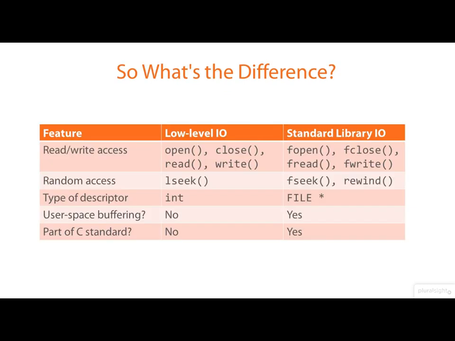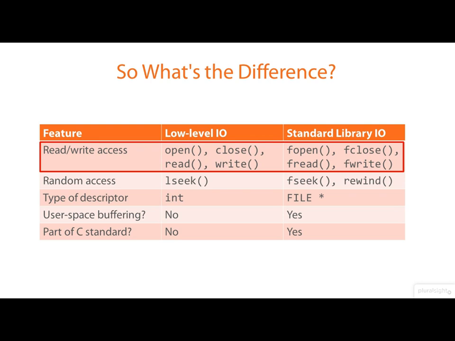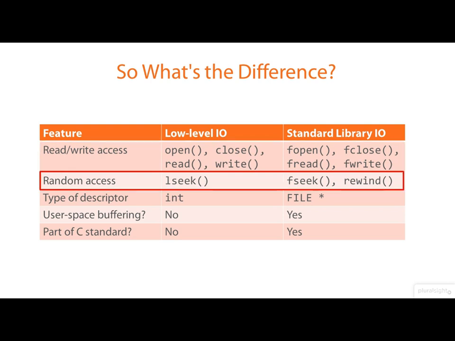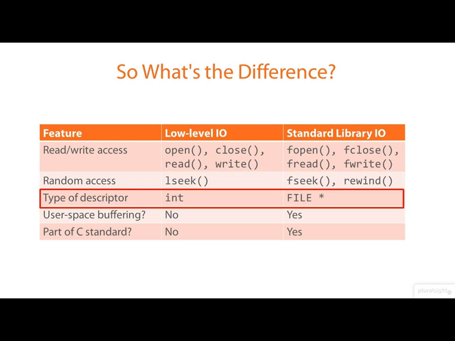Let's just summarise some of the differences between the low-level I/O system calls and the calls in the standard I/O library. For sequential read and write access, the low-level calls are open, close, read and write. The standard I/O library calls are fopen, fclose, fread, fwrite. For random access, the system call is lseek. The standard I/O library routines are fseek and rewind, though I haven't actually covered those in this module. For a system call, the file descriptors are just plain integers. For the standard I/O library, they are of type pointer to FILE.